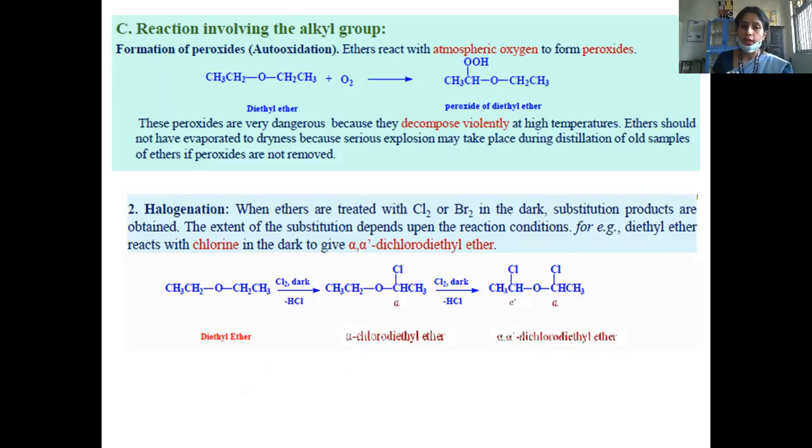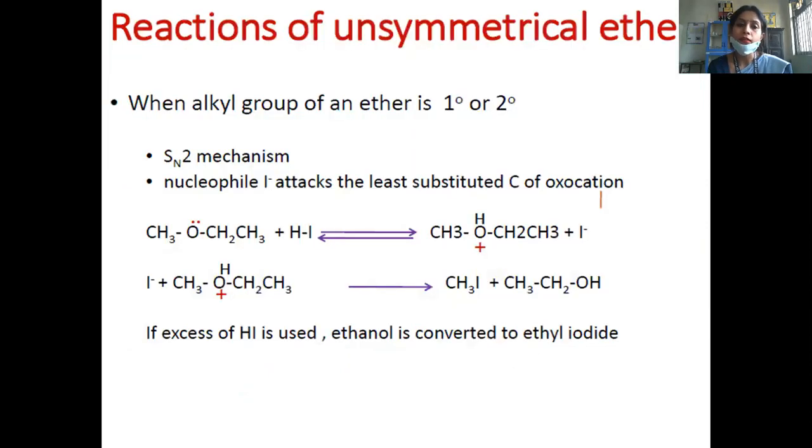Among the alkyl group reactions, there was auto-oxidation or peroxidation, where a peroxide is formed. The second was halogenation, where halogenation happens at the alpha carbon, so the alpha hydrogen gets replaced by a halogen atom. Let us see some of the other reactions of ethers.